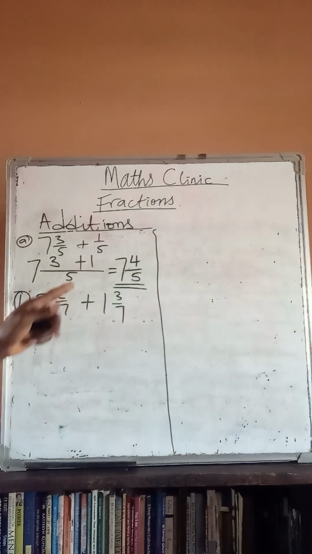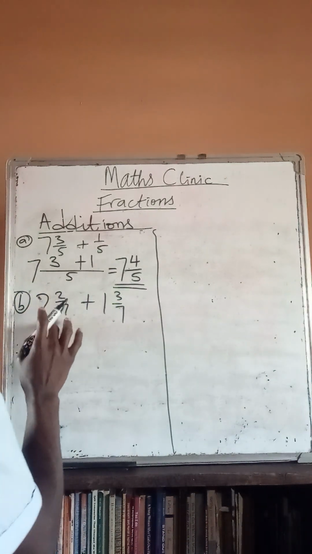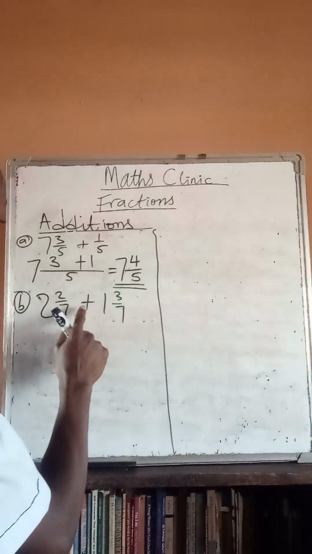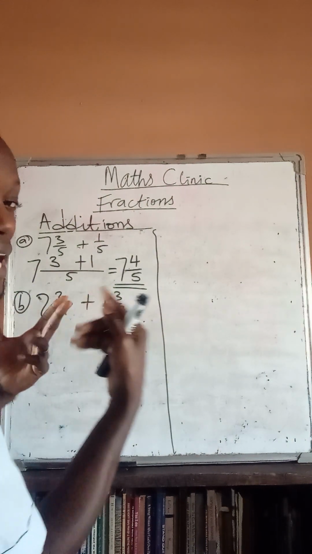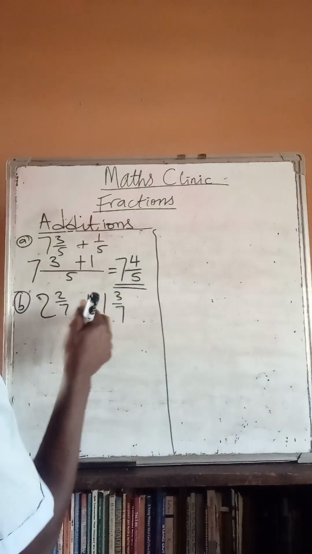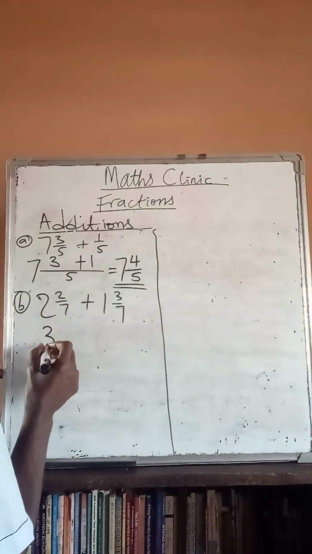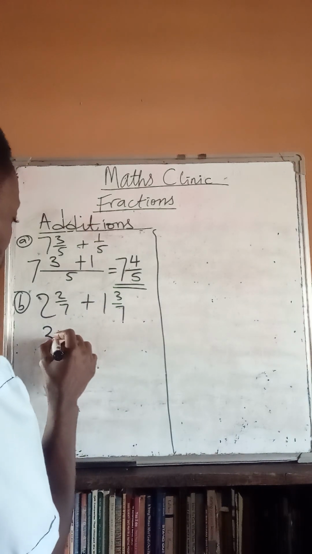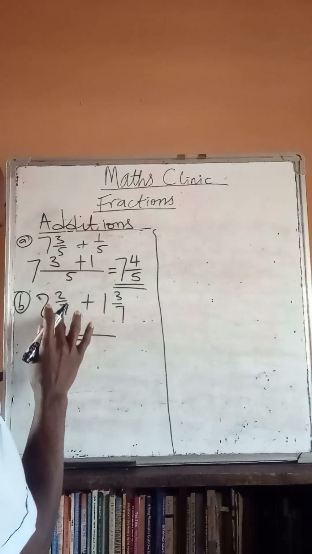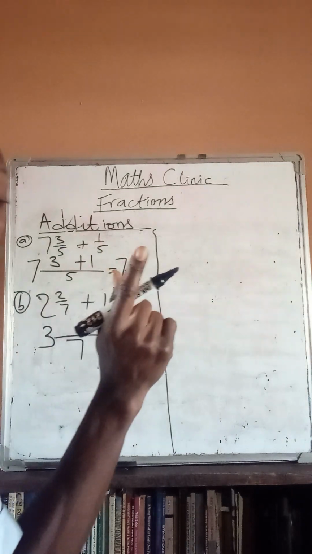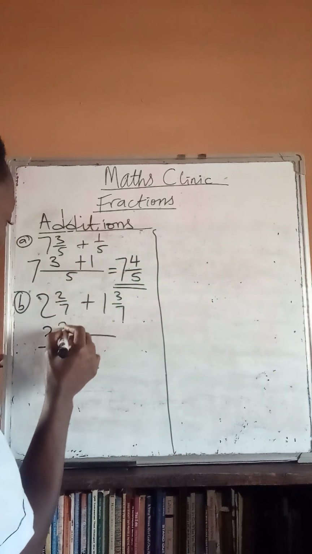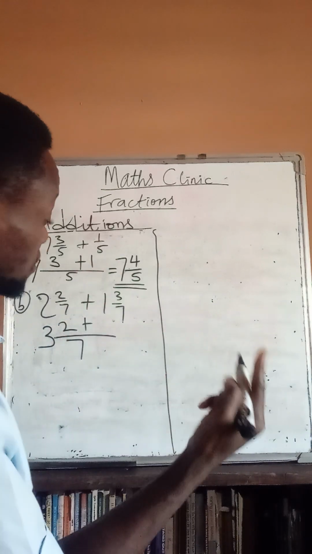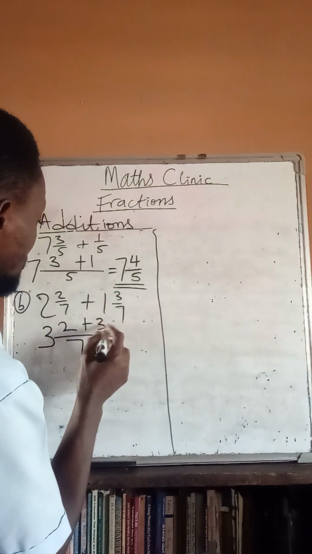We are working with like fractions here. Now, 2 and 2/7 plus 1 and 3/7. The whole numbers added together, 2 plus 1, will give you 3. The LCM of 7 and 7 is 7. Write out your 7. Now, how many times can you get 7 in 7? 7 divided by 7 will give you 1, times 2 will give you 2, plus 7 divided by 7 will also give you 1, times 3 will give you 3.